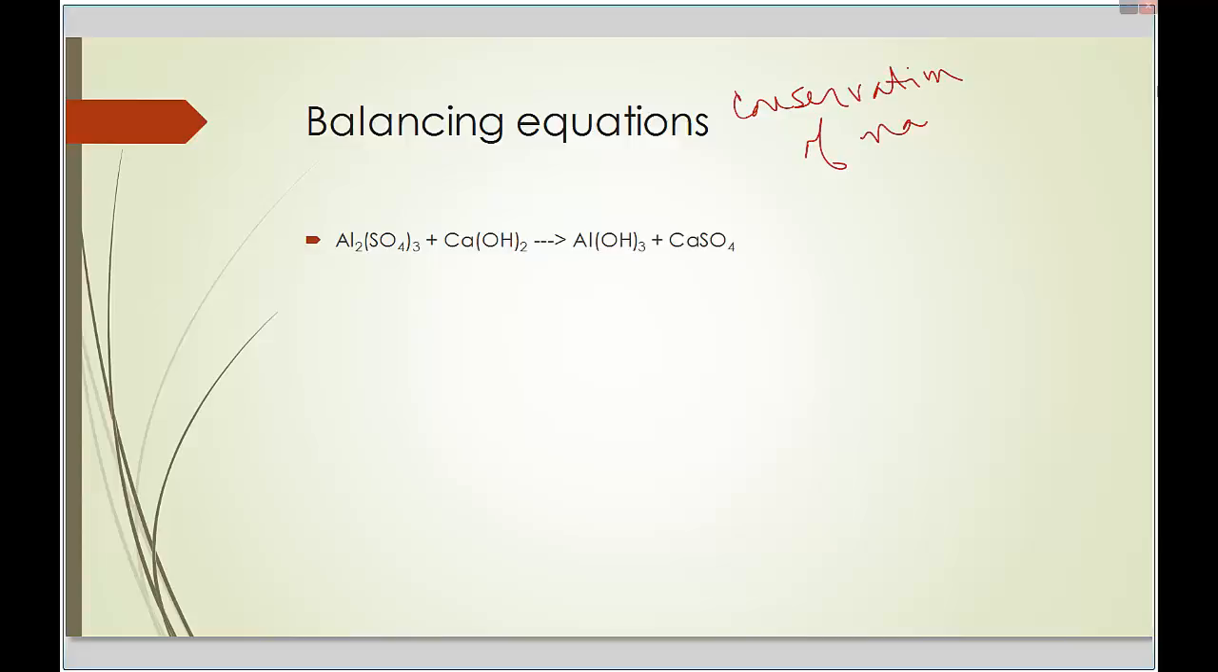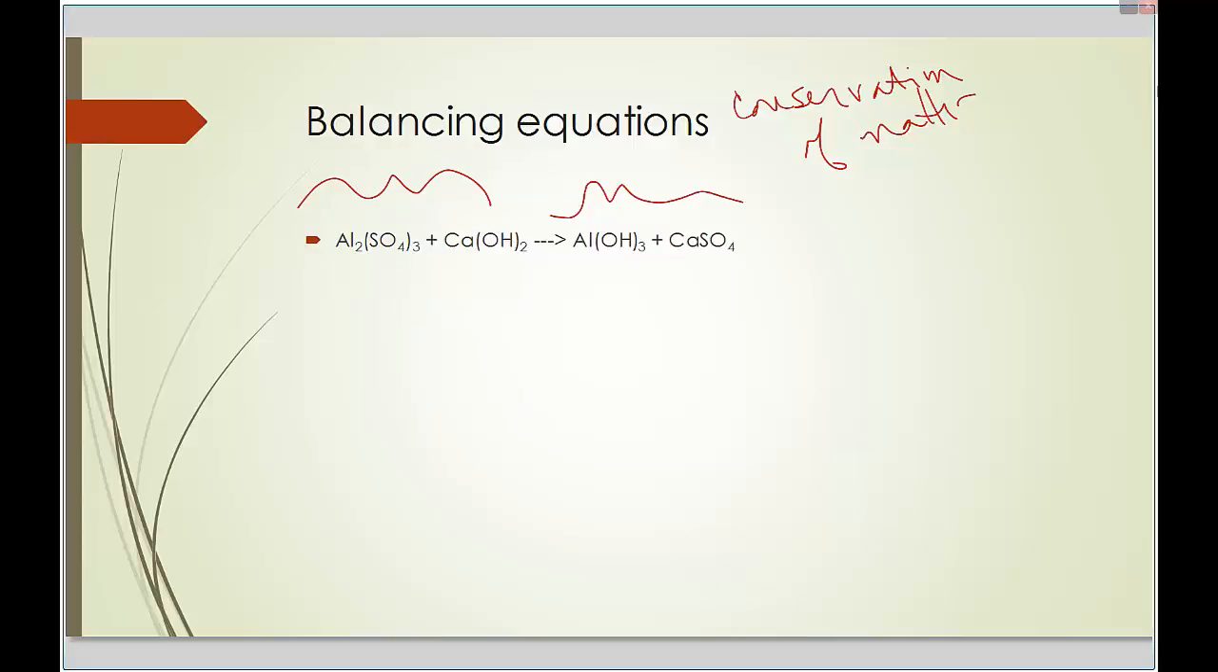Which means matter can neither be created nor destroyed. Which means that things don't just disappear and appear out of nowhere. You have to account for everything that happens, for every atom that was there originally has to be there at the end. This means that everything on the left-hand side of the equation has to be the same as everything on the right.